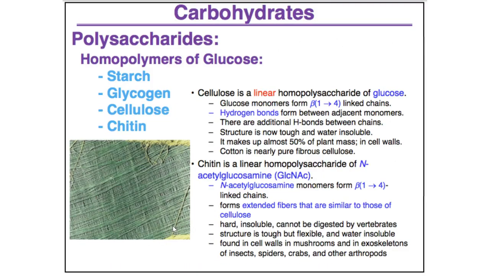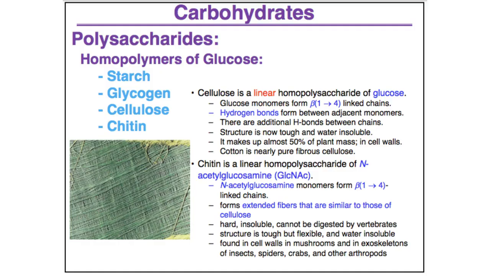And so we also have cellulose and chitin. With cellulose, it's a linear homopolysaccharide of glucose, where glucose monomers form a beta glycosidic bond of the anomeric carbon attached to the fourth carbon of the other glucose monomer. Also, hydrogen bonds form between adjacent monomers. There are additional hydrogen bonds between chains.